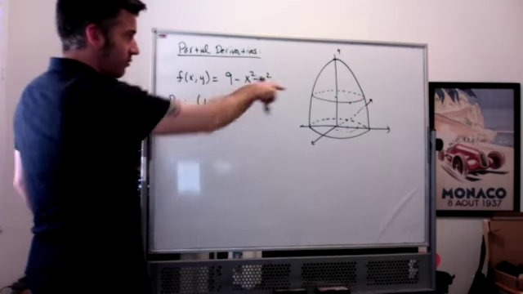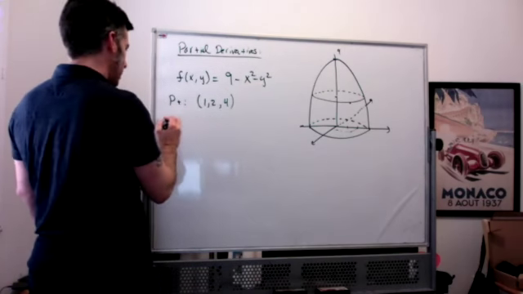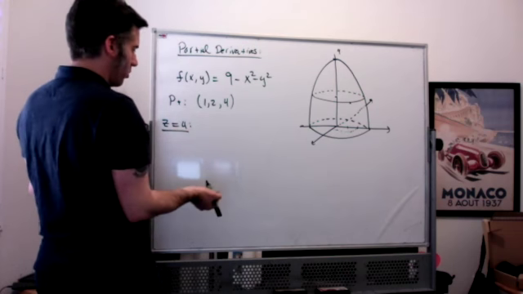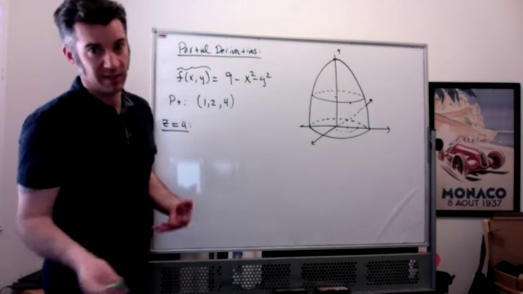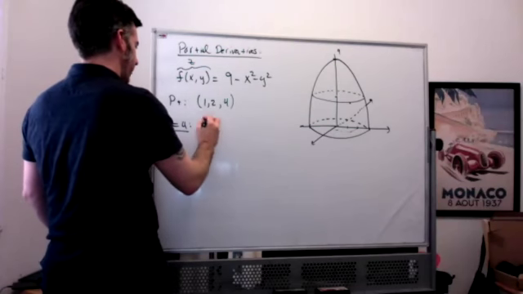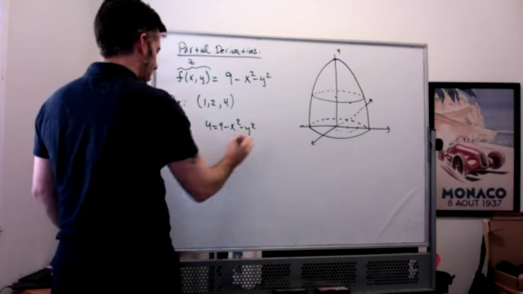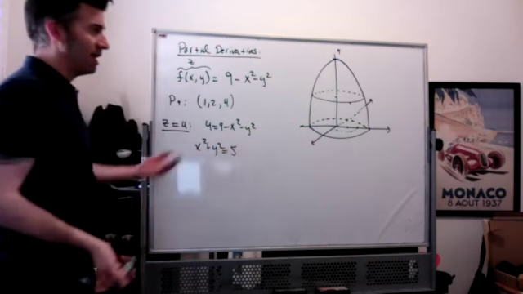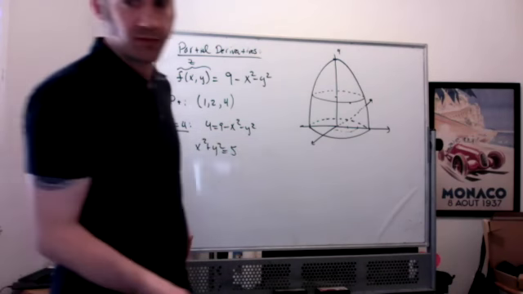So what I've drawn there is the curve when z is equal to 4. Often we think, just like y equals f of x, we say z equals f of x, y. So z is equal to 4, where we've got the equation 4 equals 9 minus x squared minus y squared, which becomes x squared plus y squared equal to 5. So it's not surprising that it's a circle with radius square root of 5.